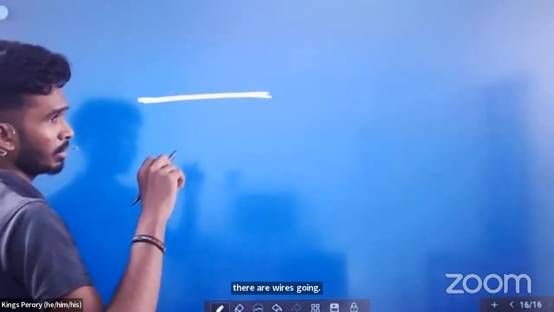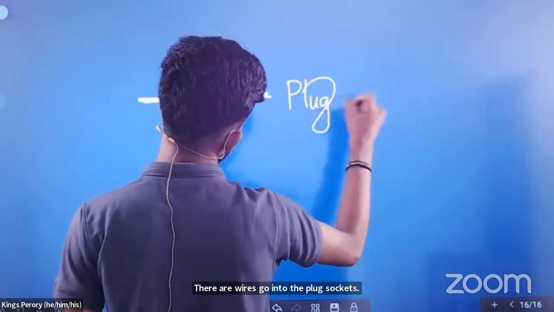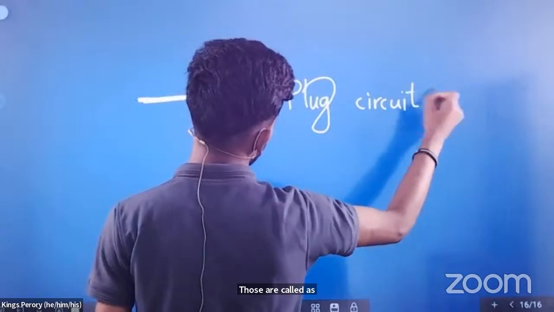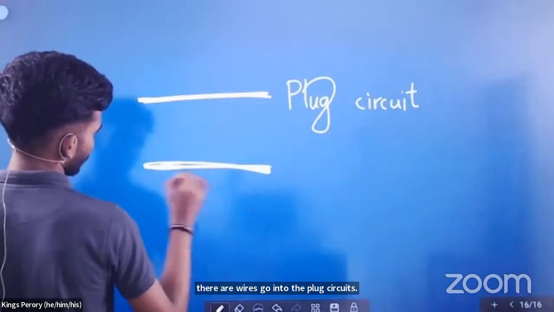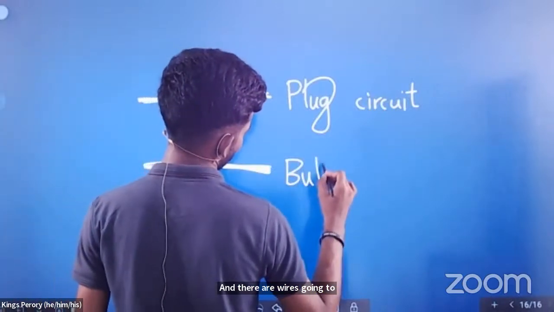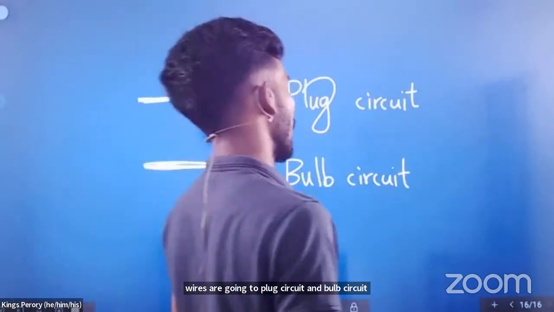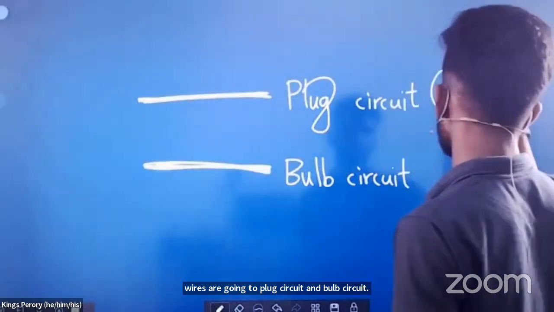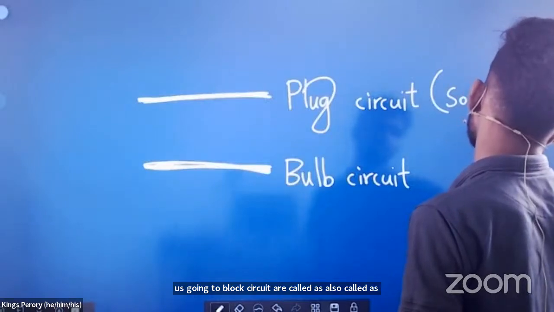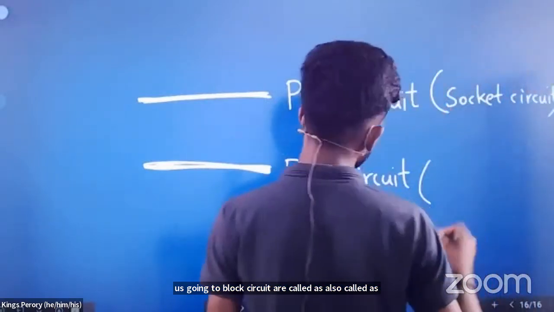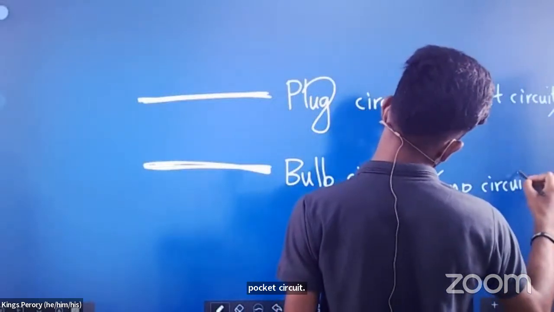There are wires going to the plug sockets. Those are called plug circuits. And there are wires going to the bulb circuit. Wires are going to the plug circuit and the bulb circuit. Wires going to the plug circuit are also called the socket circuit. The bulb circuit is also called the lamp circuit.